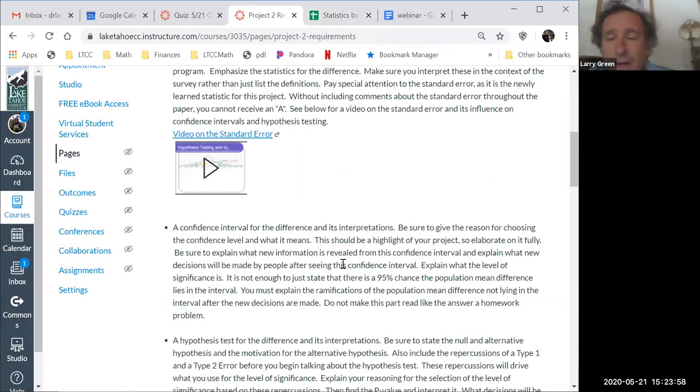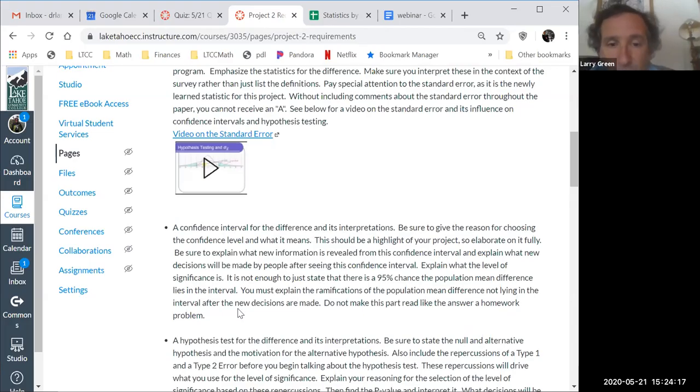You should talk about the margin of error. You should talk about the lower bound. You should talk about the upper bound and explain what your client is going to do with all this stuff. For everything you talk about, you should have a sentence on how your client is going to react. Does that make sense?